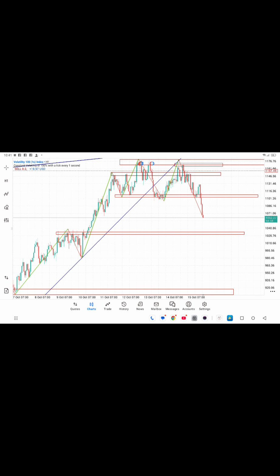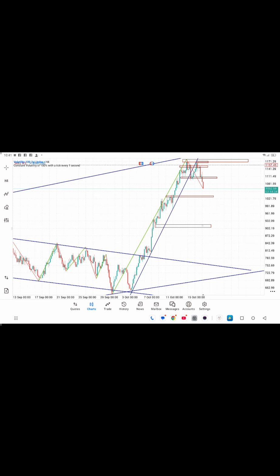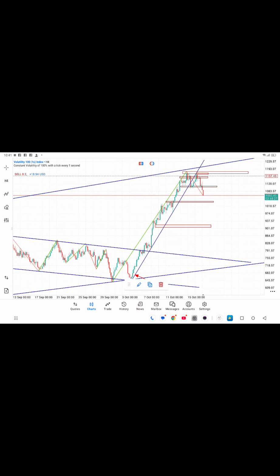This is my trend line. I had 3 touches from my 4 hours. This is one touch. I had a touch here. I had another touch here. I had another touch here.